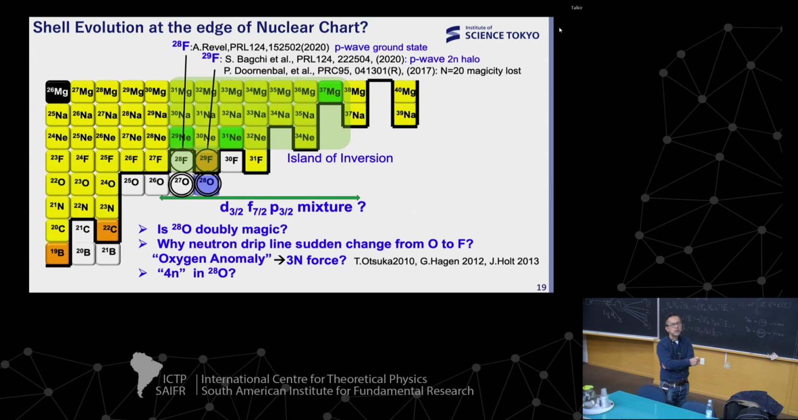Right. What we see from ab initio calculations is that when we have the three-body force, the oxygen drip line is at oxygen 24, and this is in agreement with what is seen in the experiment. But the three nuclear force is very important according to these people, right? Yes, yes.